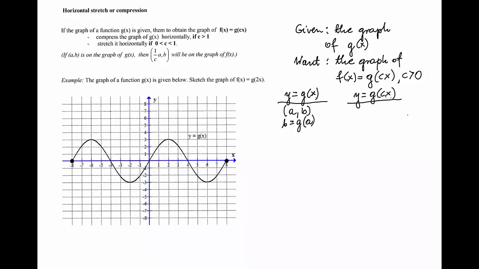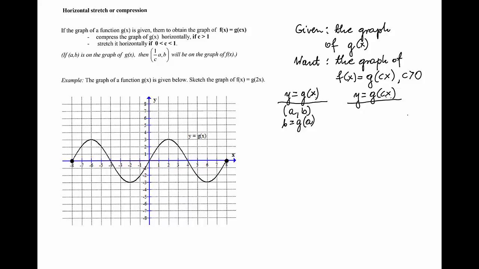We will discuss here horizontal stretch and compression. Suppose that the graph of the function g of x is given, and we want the graph of the function f of x, which is defined as g of c times x, with c being a positive number. How are the graph of g of x and g of c times x related?